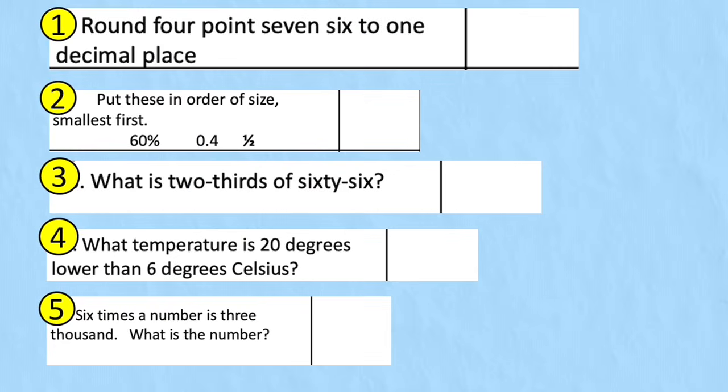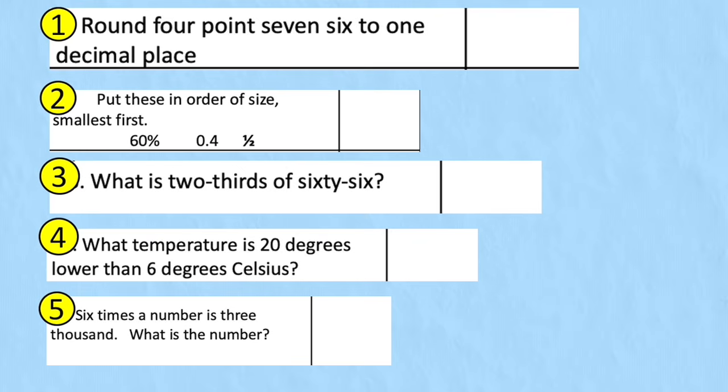Okay, these are super common questions that always appear in SATs papers. So let's go through them one by one before we dive in. Round 4.76 to 1 decimal place, so we have a rounding question. Then question 2, put these in order of size. So then we have a conversion of fractions.